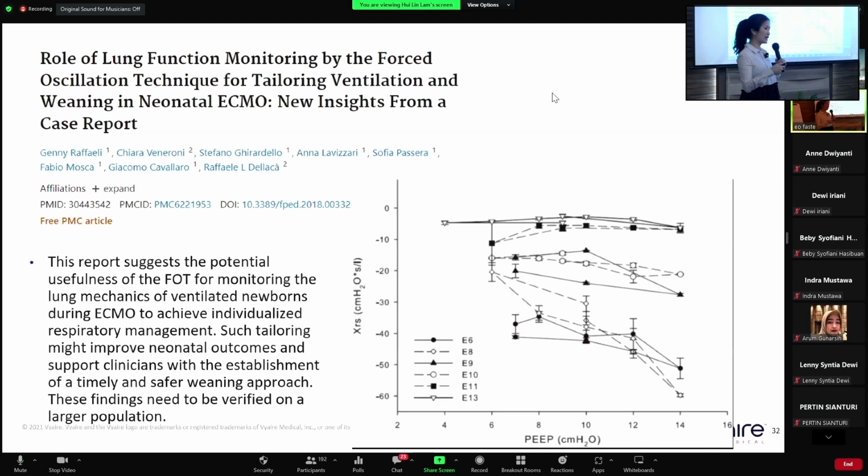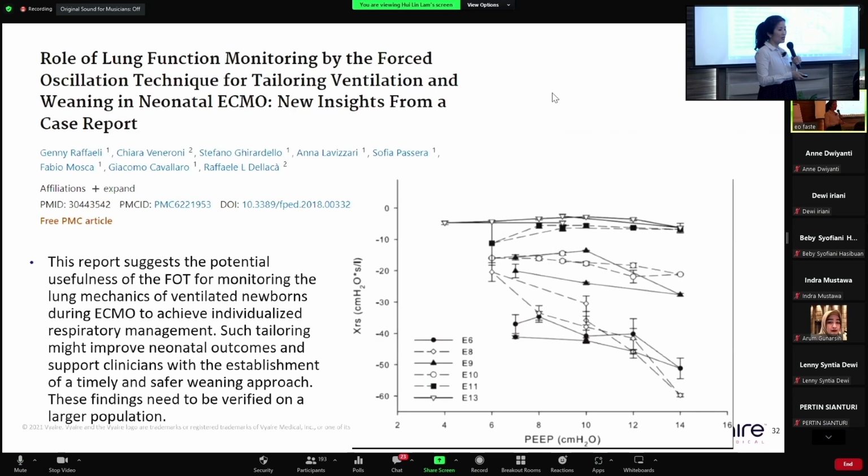Okay, so this is another case report where they used it for a patient on ECMO. The patient is on ECMO, and they started FOT on day 6. On day 6 onwards, you can see that the compliance is still not very good. But then they started giving surfactant from day 9 onwards, and they realized that the patient's lungs on FOT actually improved. But on chest X-ray, it didn't show any improvements. They decided they should start weaning the patient off, and from day 9 onwards they weaned the patient and were able to extubate the patient.